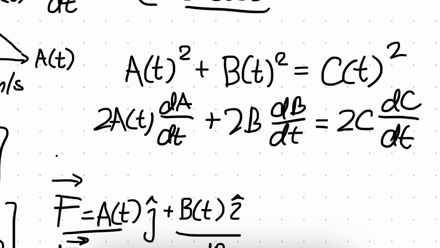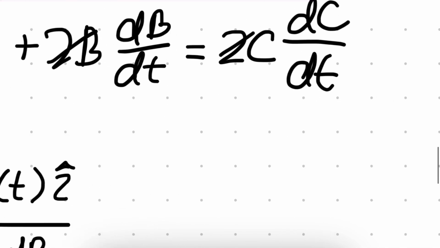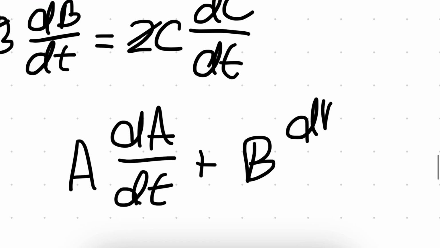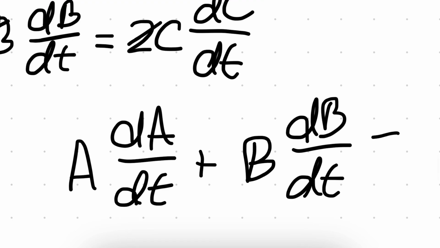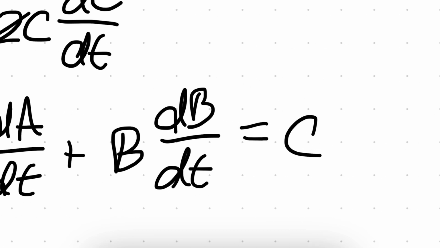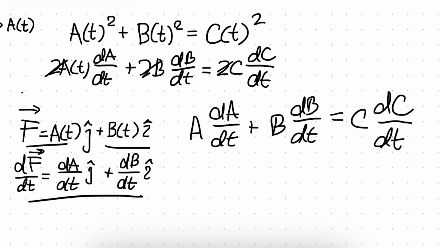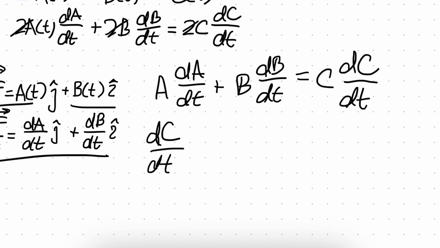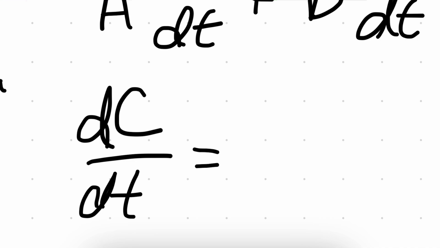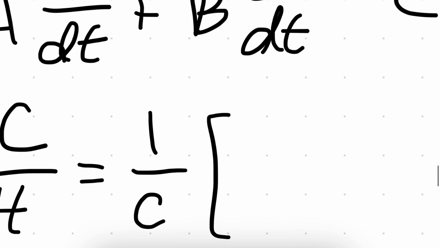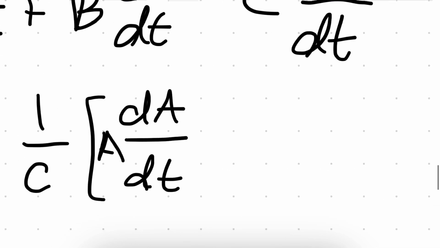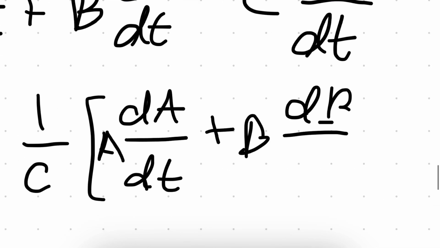Now 2 is on all expressions here, so I can just divide that out. So I have a dA/dt plus b dB/dt equals c dc/dt. You can already see dc/dt here. You can just divide by c. So I'm just going to move things around using the commutativeness of the equation symbol. So dc/dt is 1 over c, times a dA/dt plus b dB/dt.